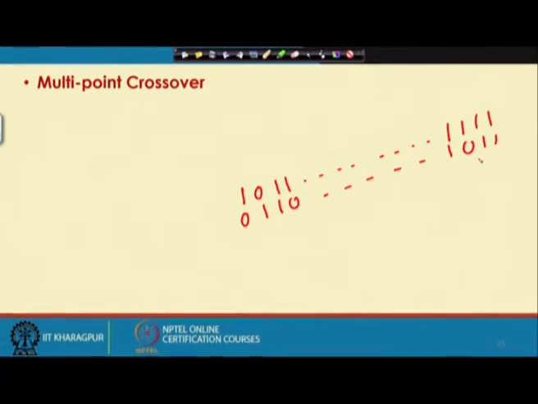Now, supposing that, fortunately or unfortunately, we have selected the crossover site which is nothing but here. So, this is nothing but the crossover site in single point crossover. Now, according to the principle of single point crossover, the bits which are lying on the left hand side of the crossover site, there will be no change, and the bits which are lying on the right hand side, there will be swapping.